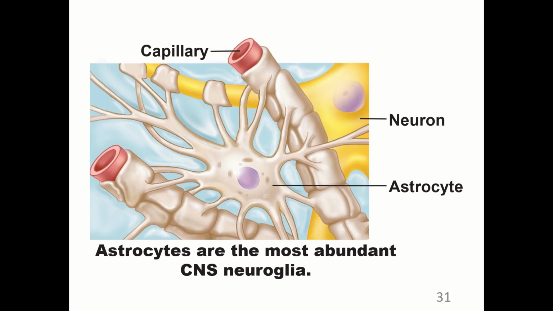This illustration shows an astrocyte. Astro means star, cyte means cell. This is a star-shaped cell. It has many processes coming off of its cell body as well.